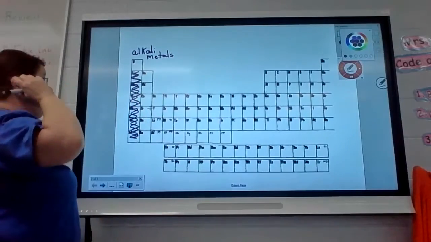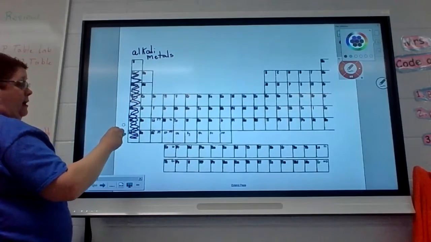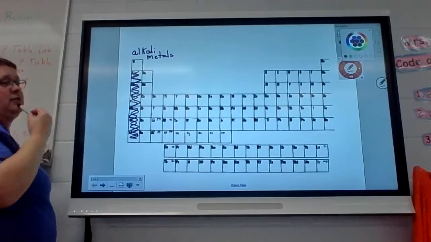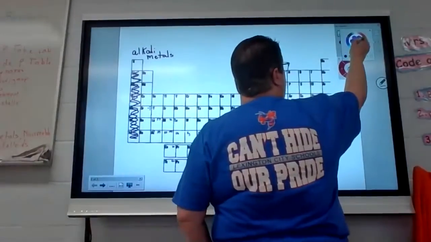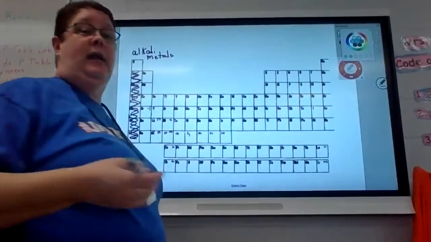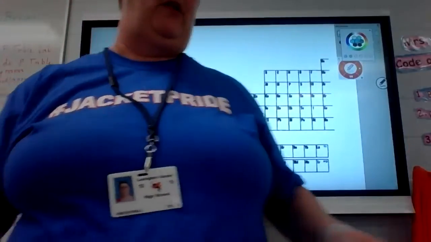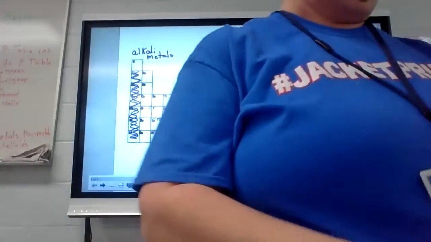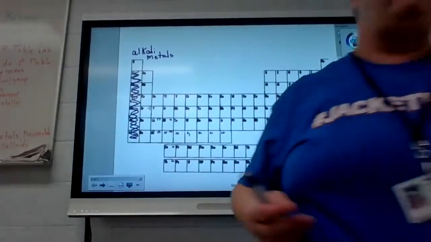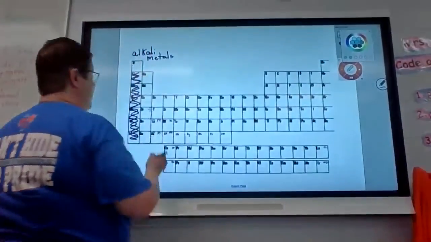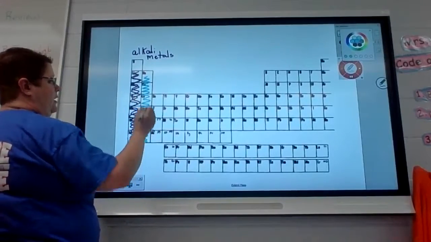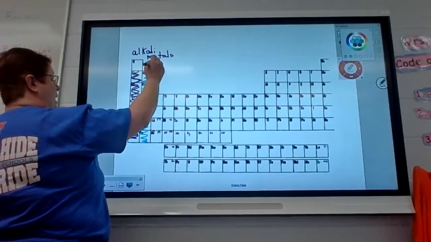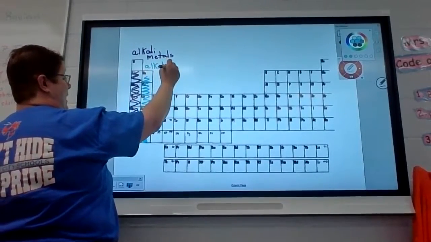Now, notice in group 1 that I colored everything in the group except hydrogen. Because is hydrogen a metal? No. Okay? Now, when I tell you to get up, I'm going to tell you to get 11 different colors. Now, you don't have to necessarily have 11 colors. You can use black or gray. You can use brown. You could use a combination of colors. It doesn't matter if they're all exactly the same as mine. They do not have to be anything like mine.